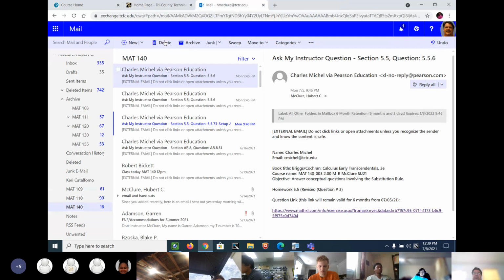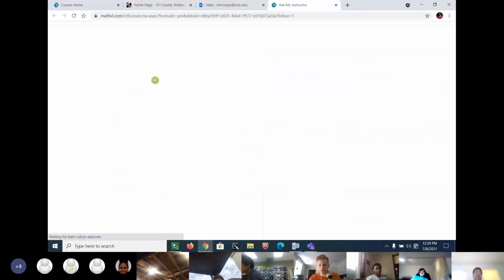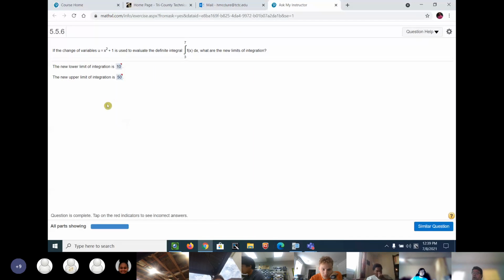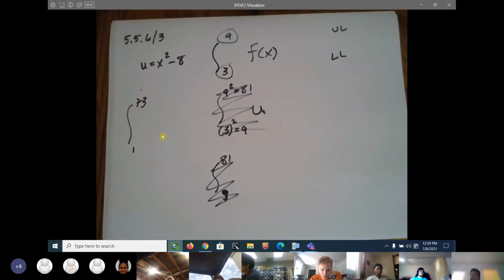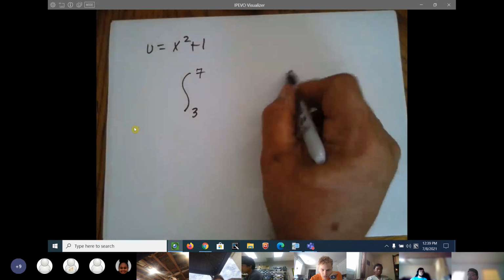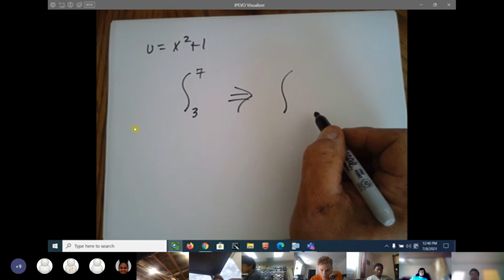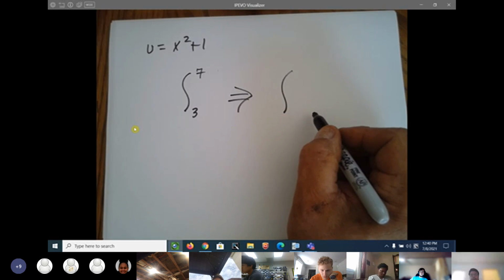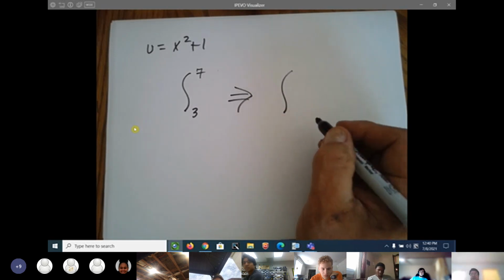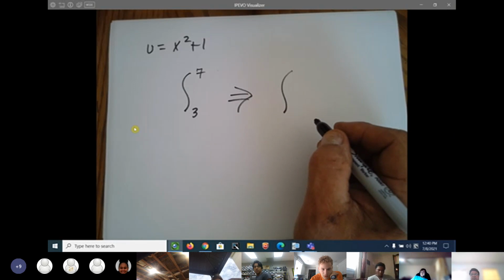5.5, let's just see what it is just so you can get extra practice. u is equal to x squared plus 1, and we need to change 3 and 7. So what is the new lower limit going to be? That means I want somebody to say something. 10.